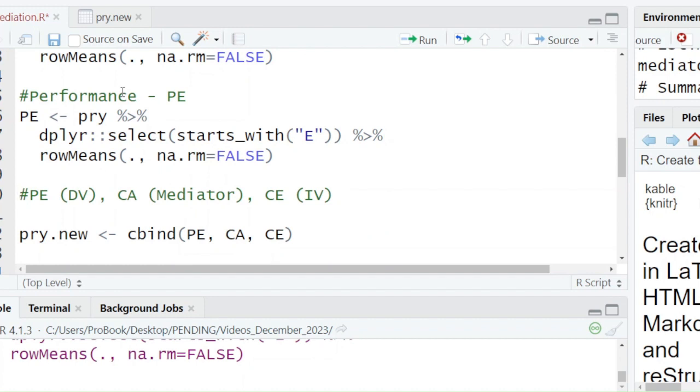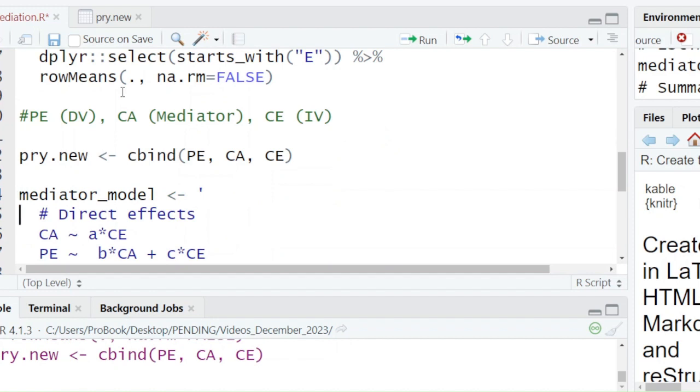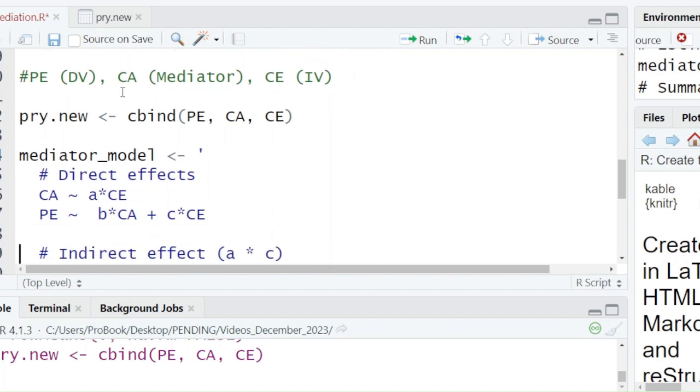The performance is the dependent variable, the capital adequacy is my mediator, and the cost efficiency is my independent variable. Here is my model, where I'm looking at how the mediator depends on the independent variable, the CE, and that gives me coefficient A. Then I have the PE, the dependent variable, and how it depends on the mediator and the independent variable. Then I have B and C.